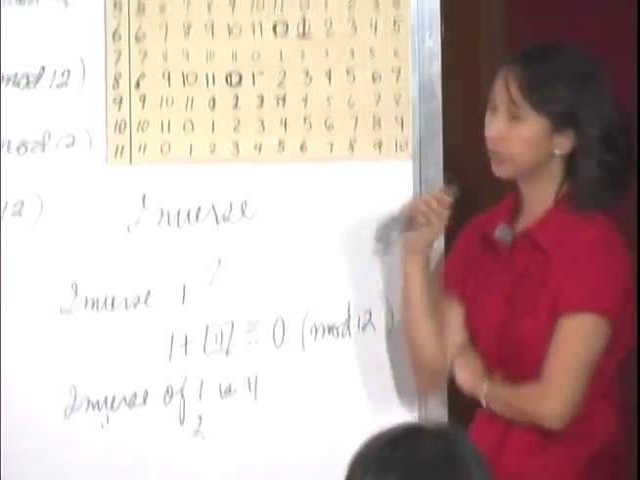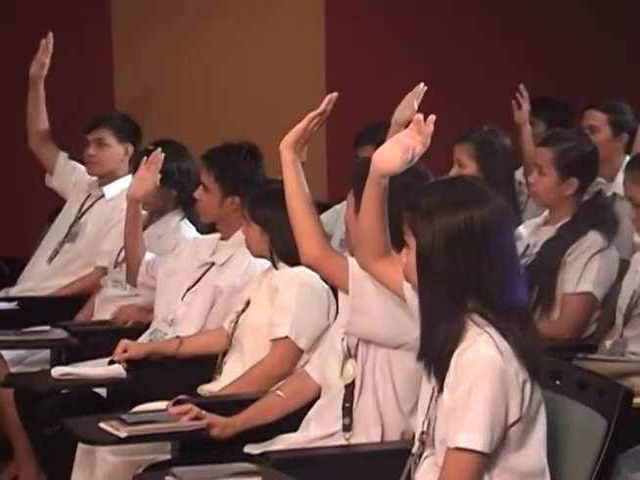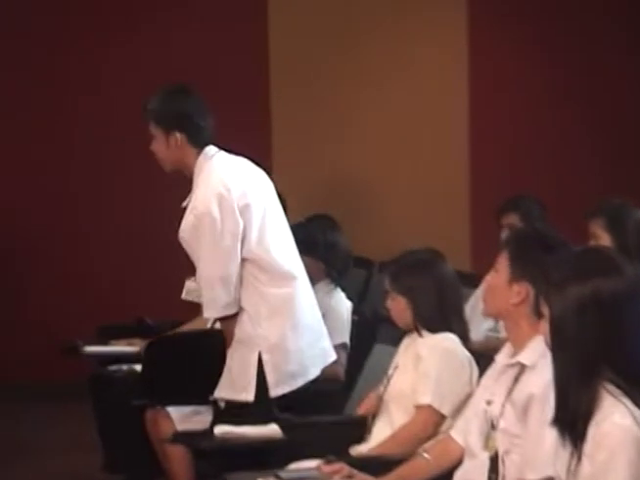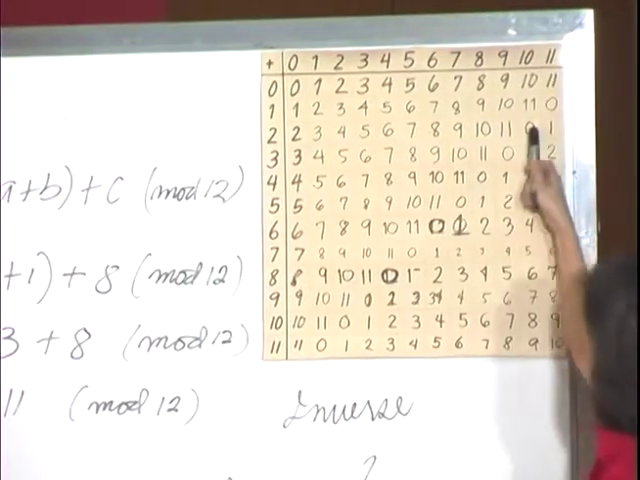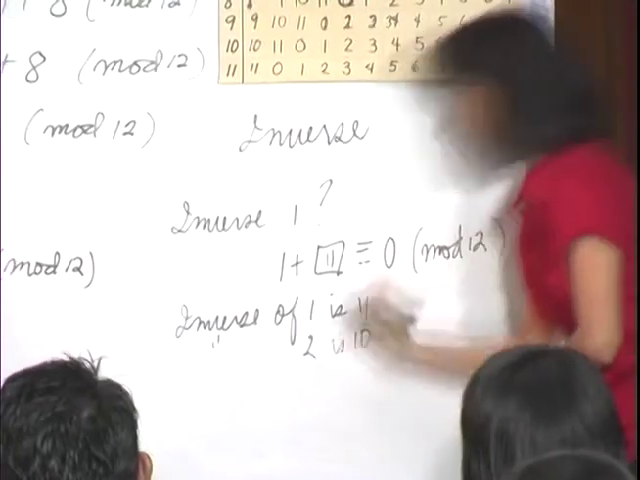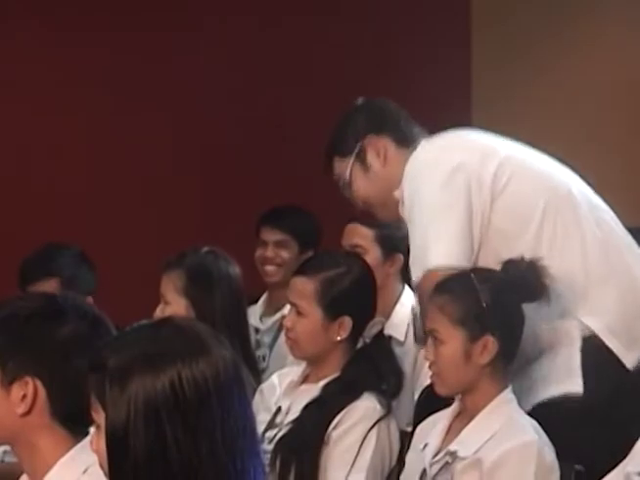Can you check and look at the table? What's the inverse of 2? What number will you add to 2 to get a 0? Yes, Miguel? The inverse of 2 is 10. Okay, let me check. The inverse of 2 is 10. Will we get 0 here? All right. So the inverse of 2 is 10. How about the inverse of 3? The inverse of 3 is, Philip? Ma'am, 9. Okay, the inverse of 3 is 9.